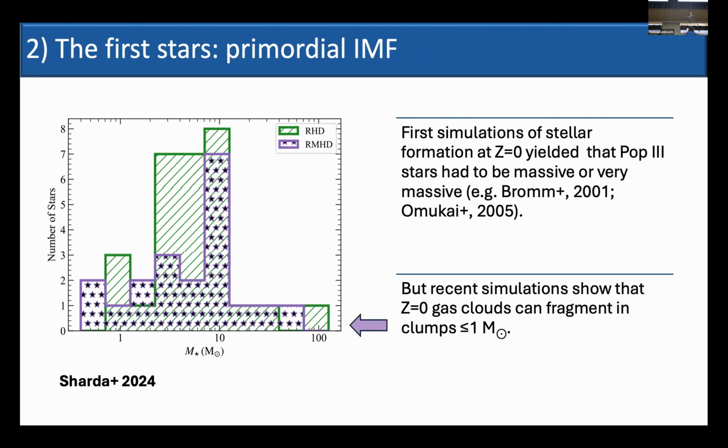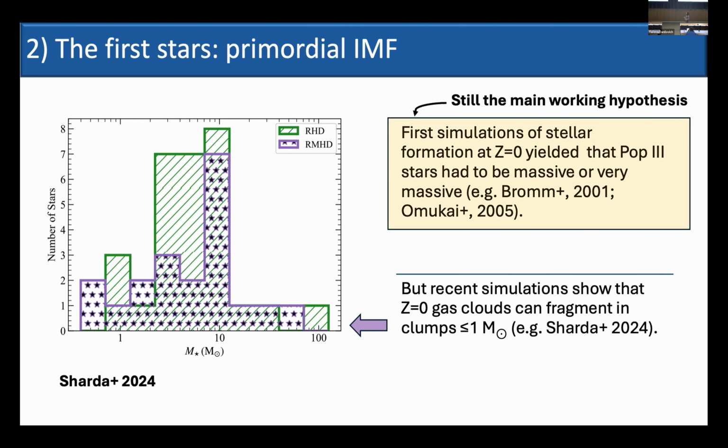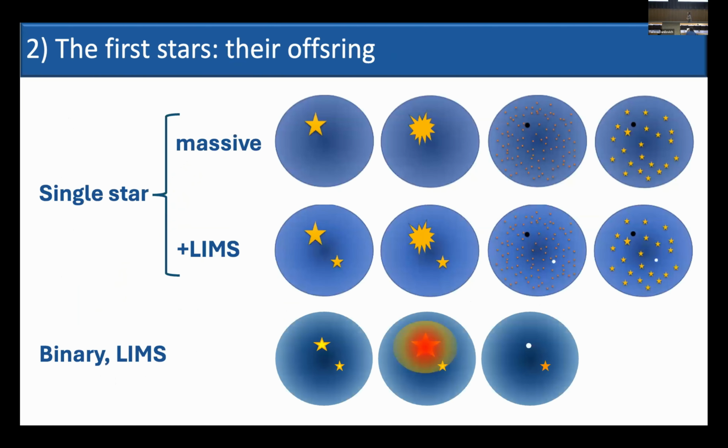The first simulations of formation of metal-free stars, of real primordial stars, pointed that only massive, or actually very massive stars could form. But later simulations with more physics in it and higher resolution point to the fact that actually low and intermediate mass stars might form at zero metallicity. So this is very interesting, but still the main working hypothesis is that probably first stars were only massive stars.